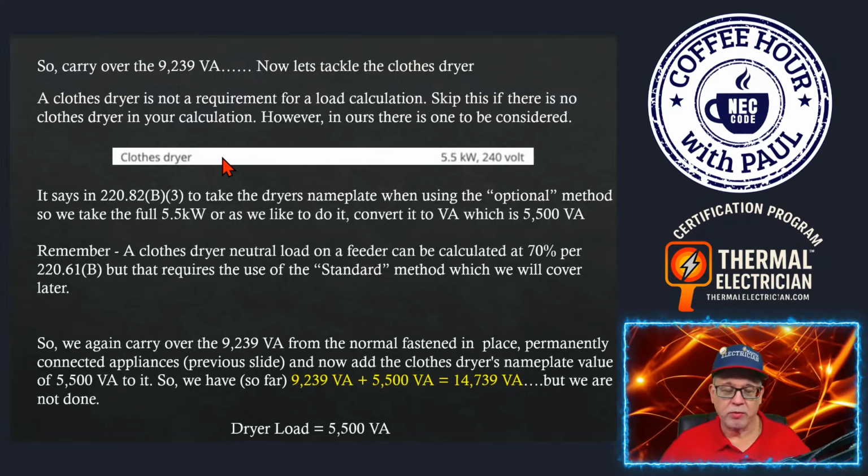And now we also have that clothes dryer, right? Now the clothes dryer is not required in a load calculation, but if it's there, it's given to you. You need to take it into consideration. On an exam, they usually always have a clothes dryer in it, so you'll account for it. But I just wanted you to know, in the real world, it's an important question to ask because they may have a gas dryer that does not have a branch circuit for the dryer.